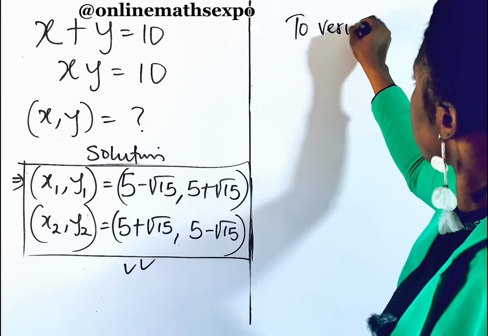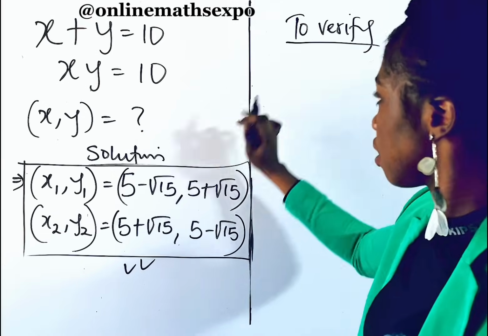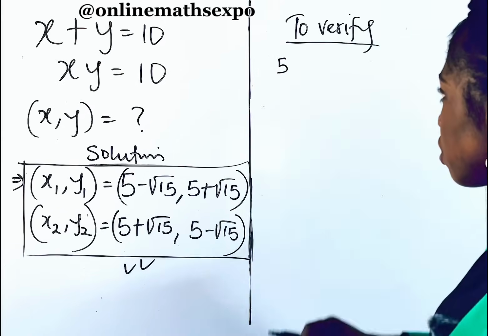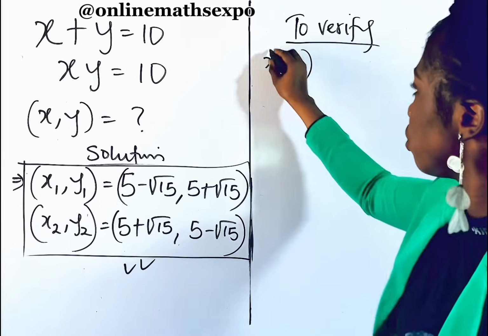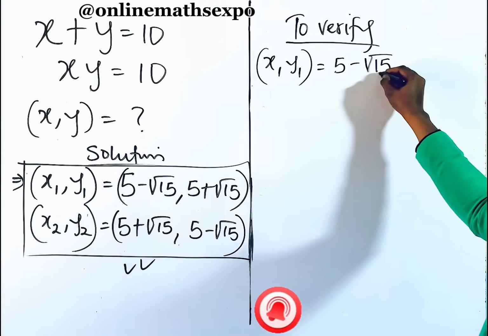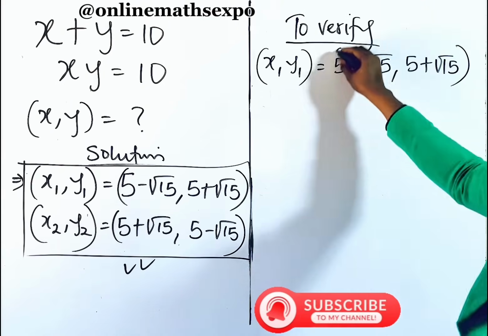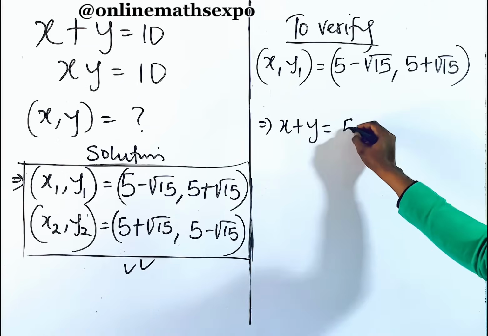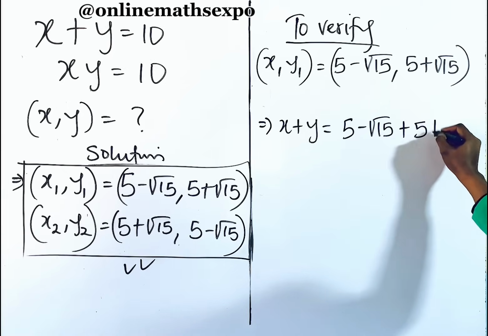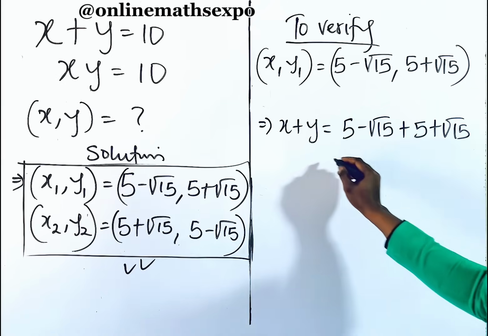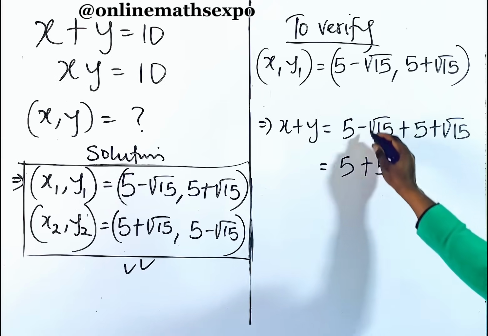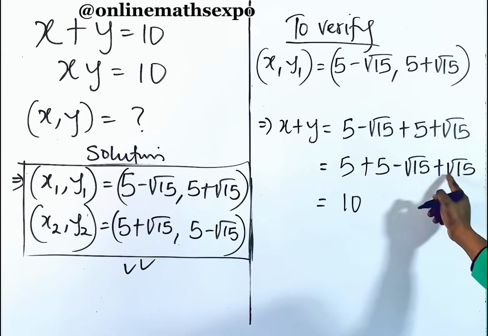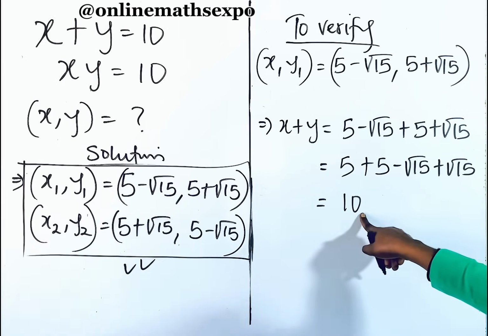Let's do this together. To verify, we are using this first set. Now we're going to add these two values. So we're using x and y as 5 minus root 15 and 5 plus root 15. Now let's do the first. We're going to have x plus y, which gives us 5 minus root 15 plus 5 plus root 15. Collect like terms: this is giving us 5 plus 5 minus root 15 plus root 15. When you add 5 and 5, it gives you 10. And the root 15 terms cancel off, giving 0.